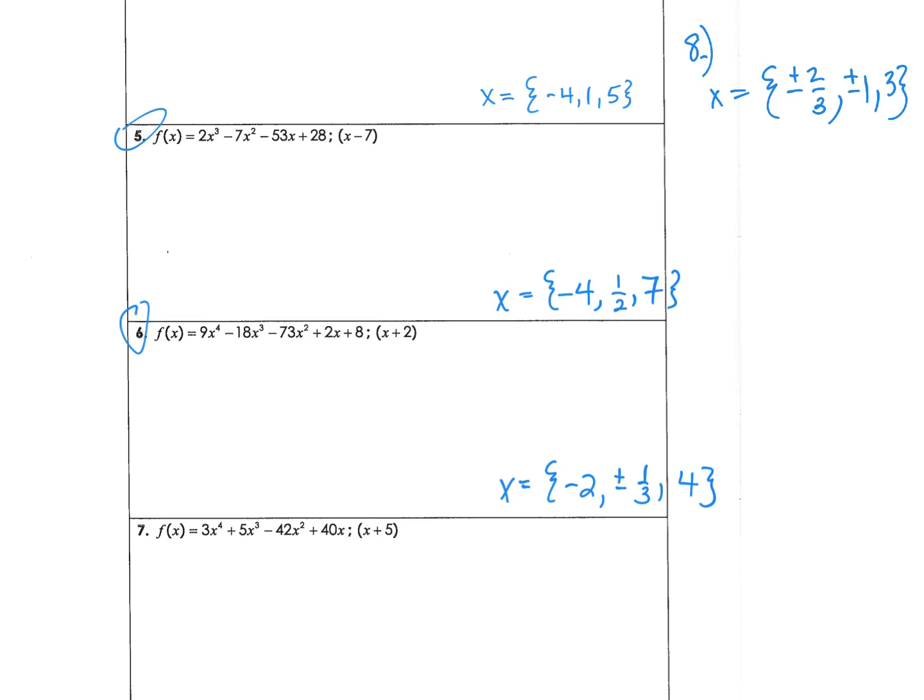For 8, I got 3 halves instead of 2/3. Might be already backwards. My dyslexia might have gotten the best of me. Nope, 2/3. 2x minus 3, 2x plus 3. Oh yeah, it would be 3 halves, wouldn't it? Oh, they made a mistake. Thank you for catching that.